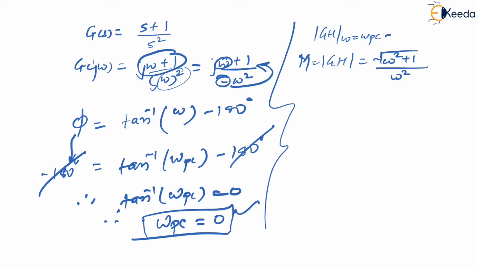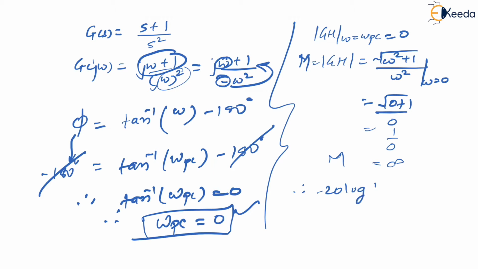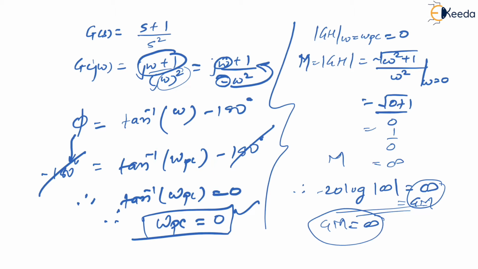Is that correct? Now, if I put omega equal to omega PC, which is equal to 0, what do I get then? I will get under root of 0 plus 1 upon 0, which is nothing but 1 by 0, which is nothing but infinity. Is that correct? So, if magnitude is infinity, then definitely minus 20 log of infinity is also going to be infinity, which means gain margin is also infinity. This indicates gain margin is infinity.